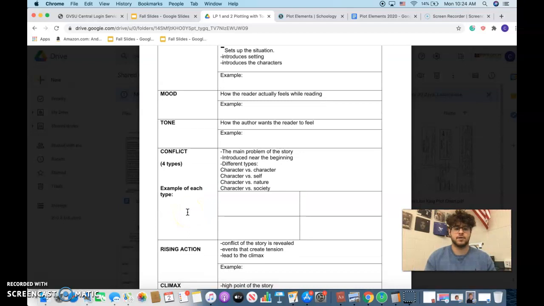Next, we have conflict. It is the main problem of the story. It's introduced near the beginning. The different types are character versus character, character versus self, character versus nature, and character versus society. Now, character versus character would be, for example, me against someone else, another living person. We're going at it. Think of Luke versus Darth Vader.